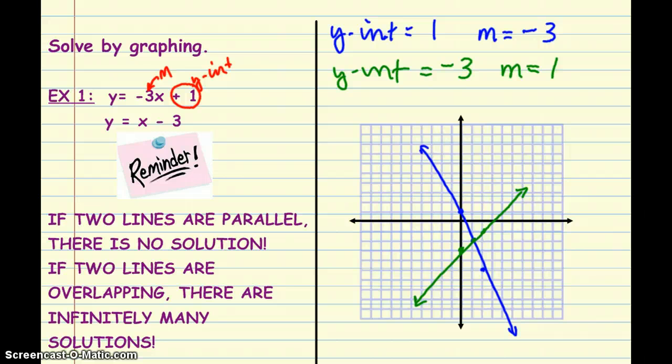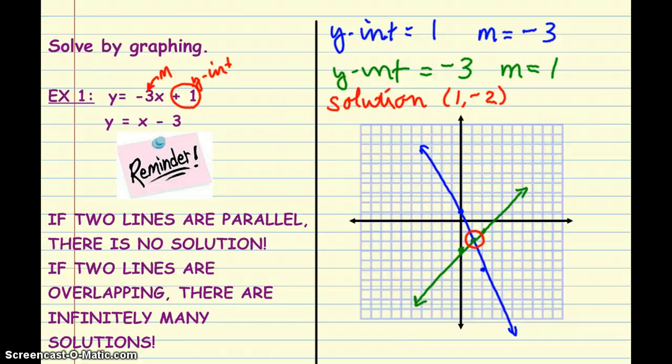And where is the solution in this case? It's where these two lines meet. So in this case, our solution is, what's that coordinate pair? It's 1, negative 2. That would be the solution to this systems of equations.